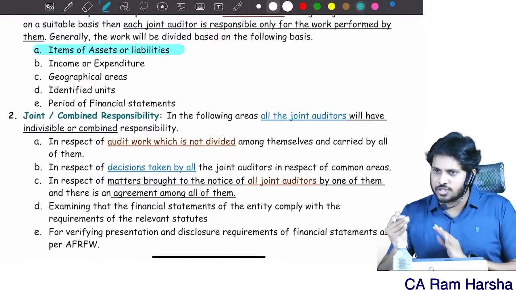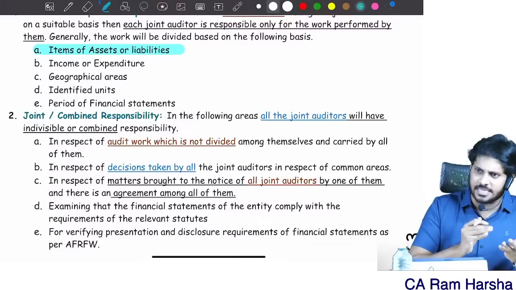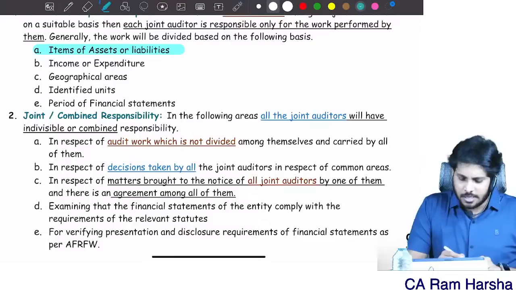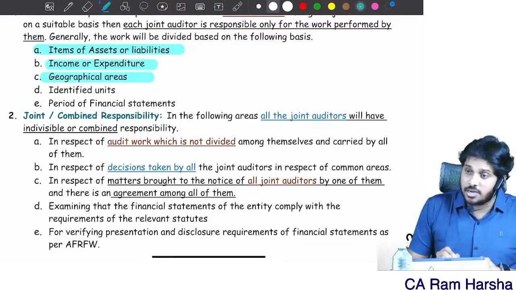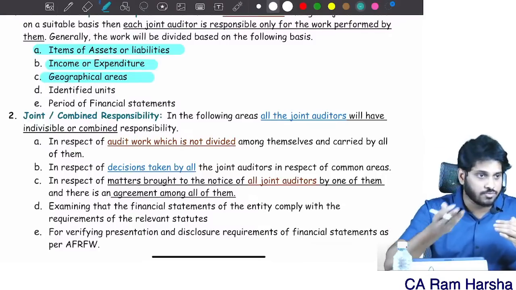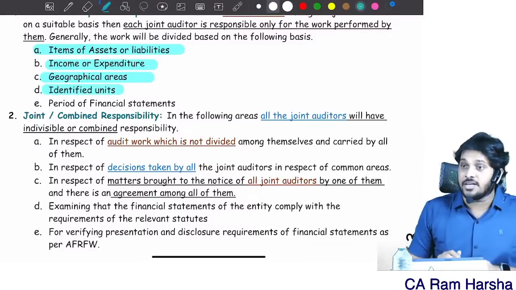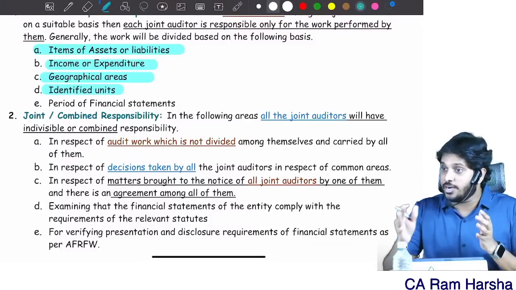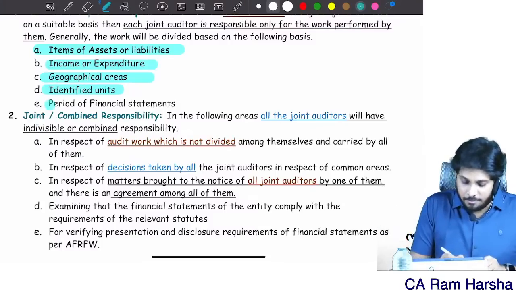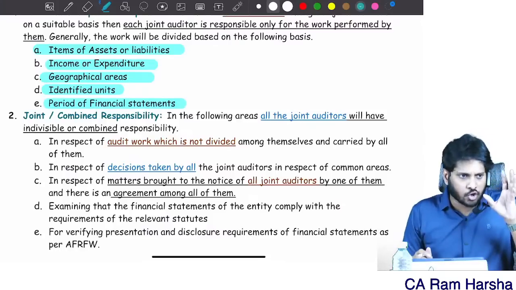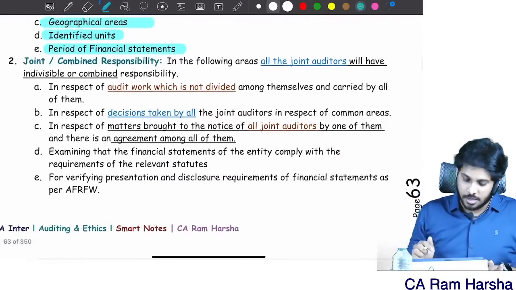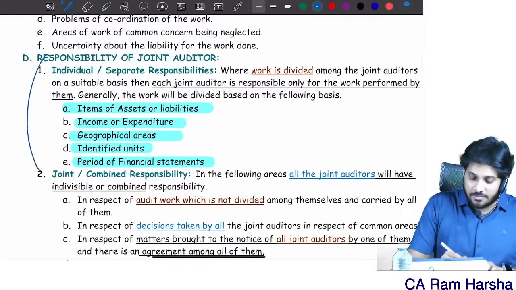Some auditors will focus on some assets, the remaining auditors on the remaining assets, some on liabilities, some on the income and expenditure account. So items of income and expense, geographical area: some joint auditors will focus on the north region, another joint auditor on the south region. Identified. Some joint auditors will audit unit A, unit B, unit C. Another joint auditor will audit division A, division B, division C. Period: some joint auditors will look into quarter 1 and quarter 3, another into quarter 2 and quarter 4. Like this, they divide the work and then do it.